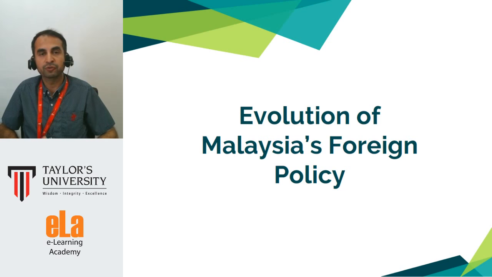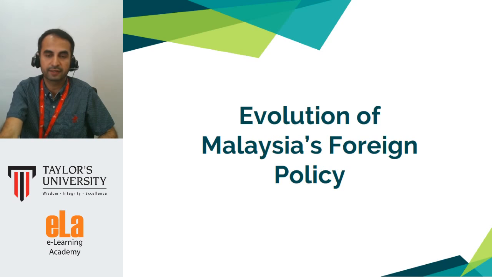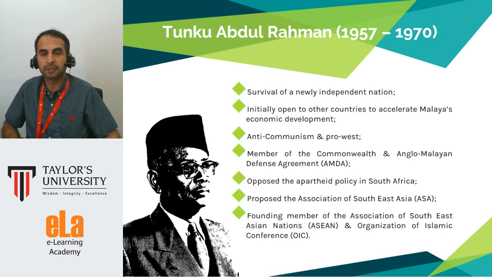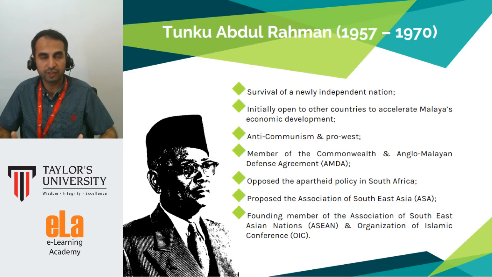Now, the next thing that we would like to see is the evolution of Malaysia's foreign policy under the five Malaysian Prime Ministers. Basically, under the first Prime Minister, Tunku Abdul Rahman, after we got independence in 1957, we took a pro-Western stance where we had a very close relationship with Western countries, especially the UK. There are a number of reasons why we had a very close relationship with the UK government. One of the reasons is the Anglo-Malayan Defence Agreement, which was signed by Malaysia and the British government just before we got independence in 1957.